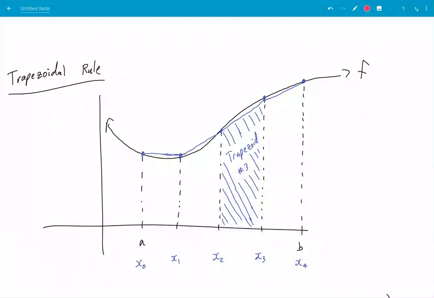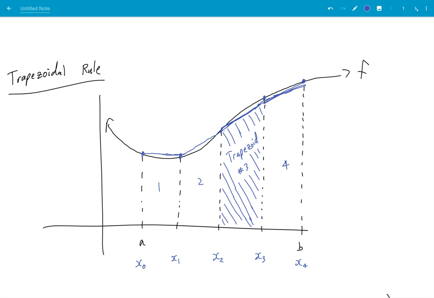So pause and copy this diagram down. What I have here in blue should be straight lines going across. I've had a bit too much coffee today, so it's a bit wiggly in spots, but these should be straight lines across here to form a trapezoid. So we've got trapezoid number 1, number 2, number 3, and number 4.